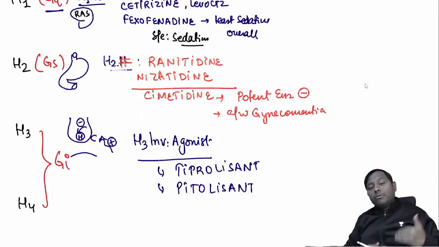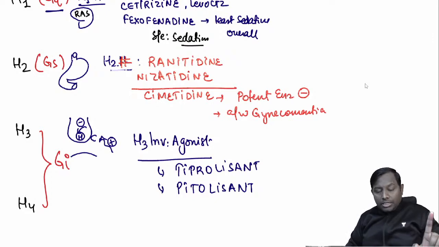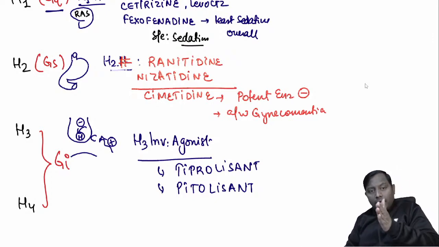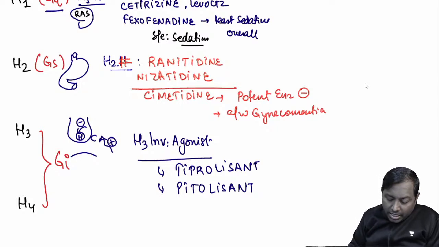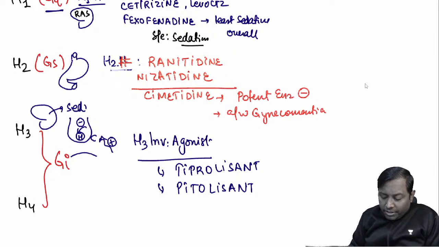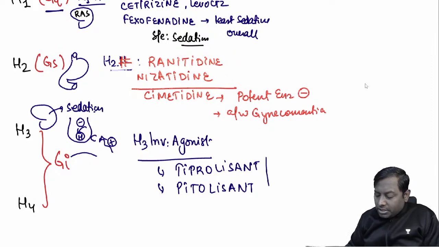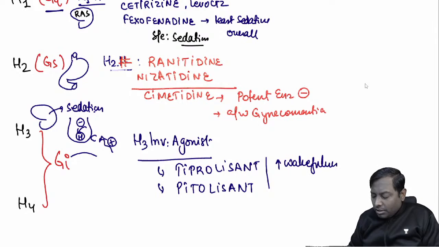Inverse agonist means they will produce the opposite action. H3, if it is present in the CNS, will cause sedation. And when we give an inverse agonist, they will cause wakefulness. They will be increasing what? Wakefulness. Therefore, in which type of patient will you use them? They will be utilized mainly in a patient with narcolepsy.